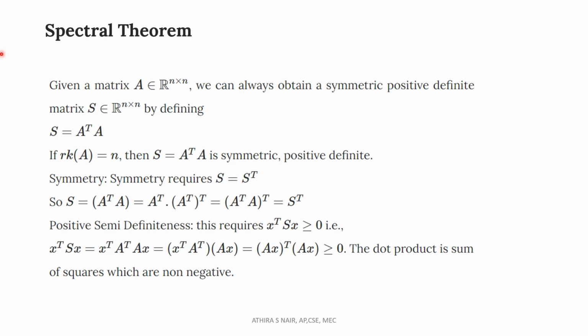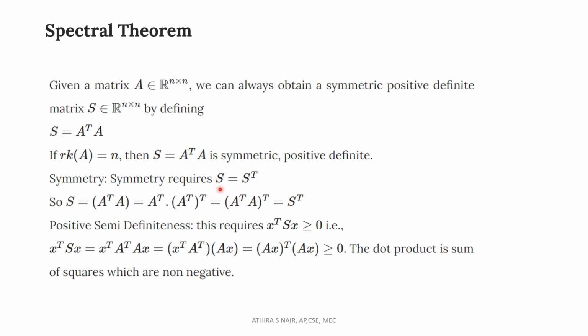Spectral theorem. Given a matrix A in R^(n by n), we can always obtain a symmetric positive semi-definite matrix S in R^(n by n) by defining S equal to A transpose A. If the rank of A is equal to n, then S equal to A transpose A is symmetric and positive definite. This theorem is insightful for how we can use symmetrized matrices.